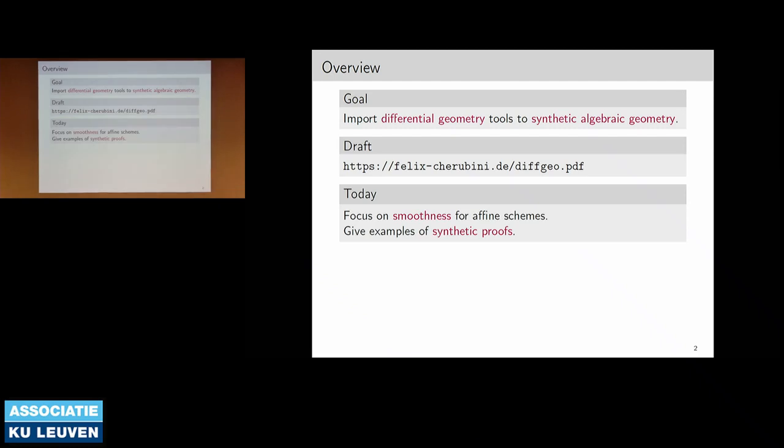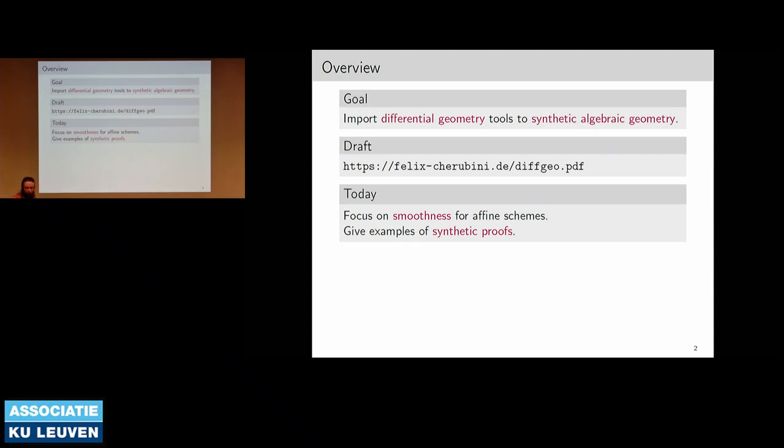And so this part is smoothness for affine schemes, so I will explain what this means. But maybe the main point is that here I'm not trying to give an overview of the project, but I will rather focus on giving a couple of interesting synthetic proofs to give you more of an idea of the flavor of reasoning in synthetic algebraic geometry.